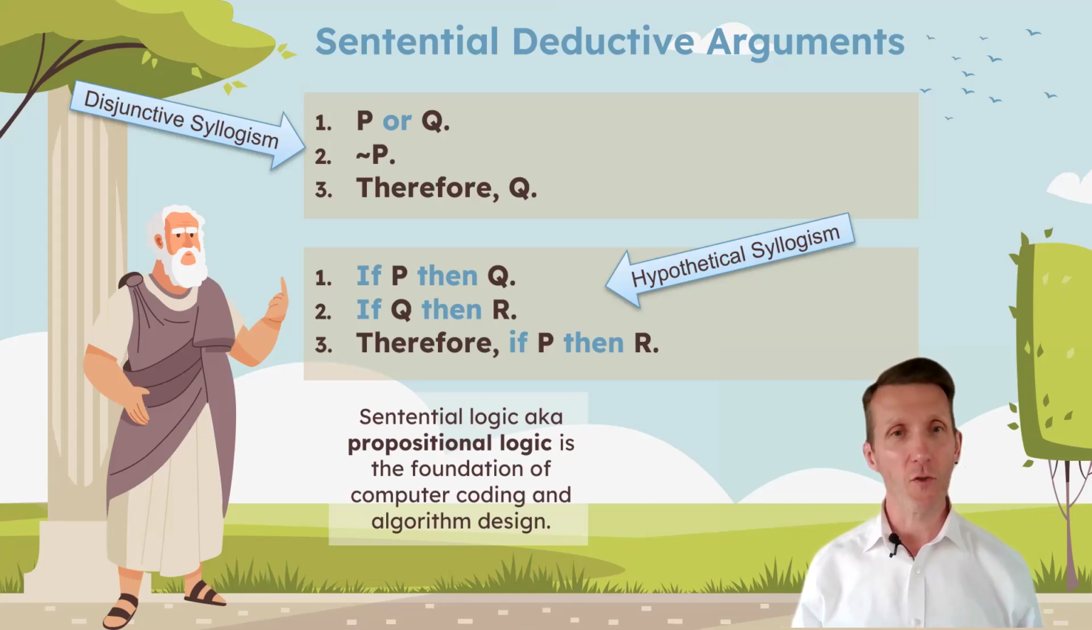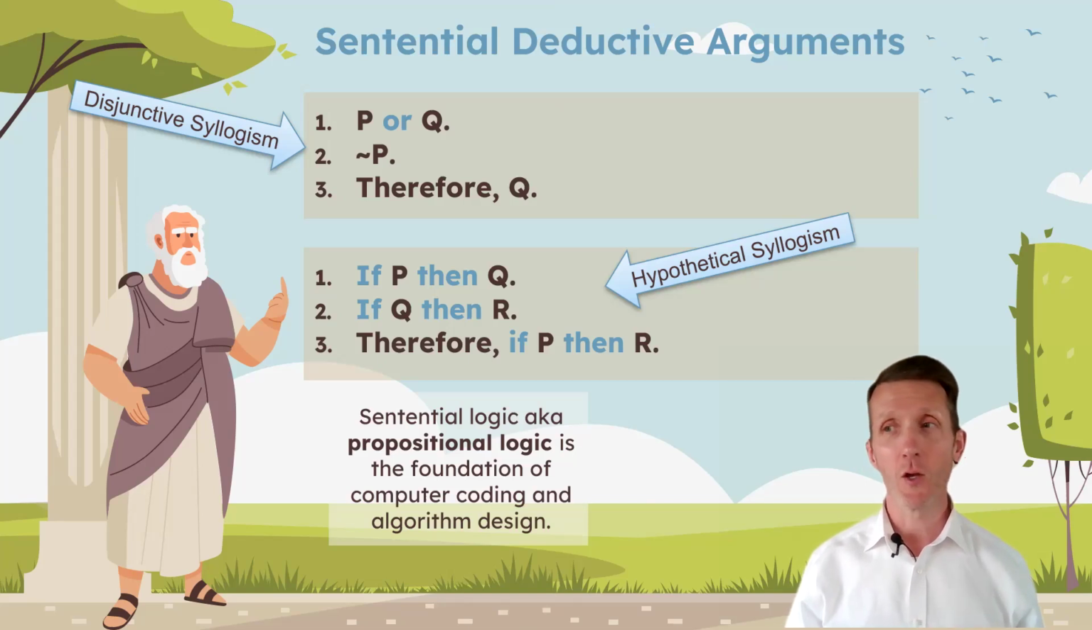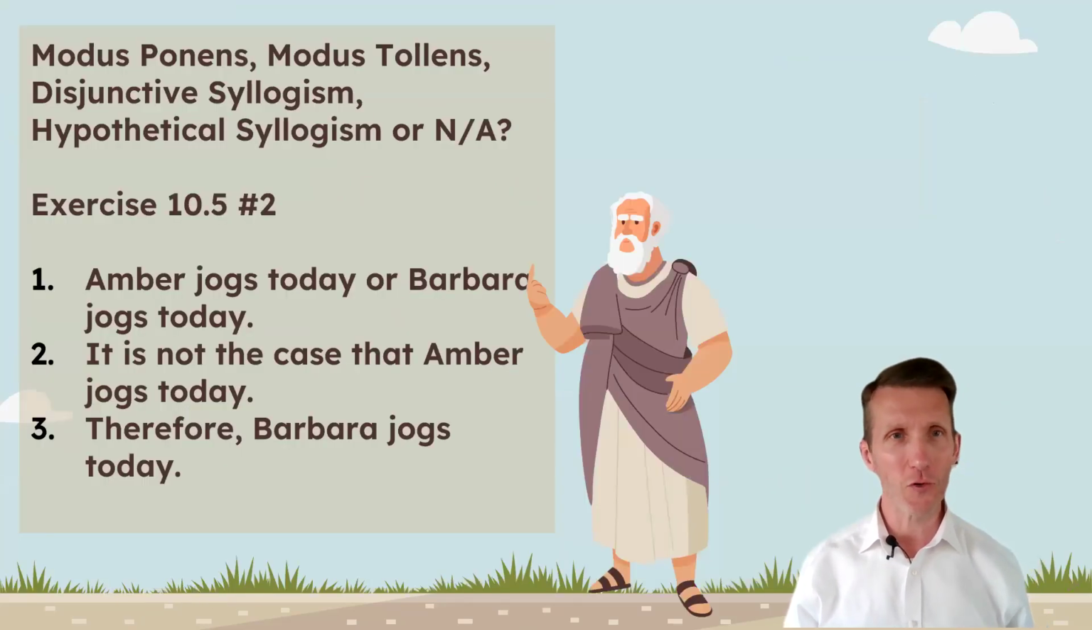But if it were the case that if P, then Q, and if it were also the case that if Q, then R, then it would have to be the case that if P, then R. Now, this sentential logic is also called propositional logic. And just for your awareness, it is the foundation of computer coding and algorithm design. But for this cool logic stuff that humans have been working on for a few thousand years, computers wouldn't have their coding language, wouldn't have algorithms, including AI. So thank you, philosophers and logicians.